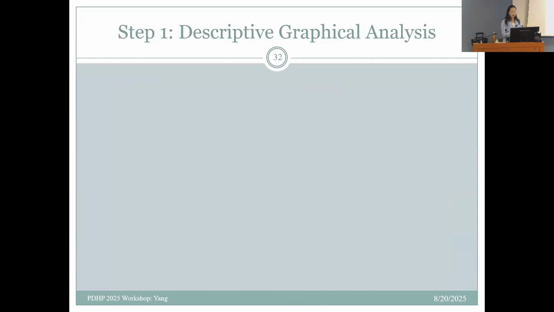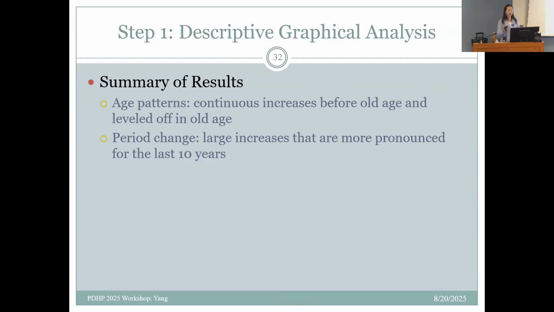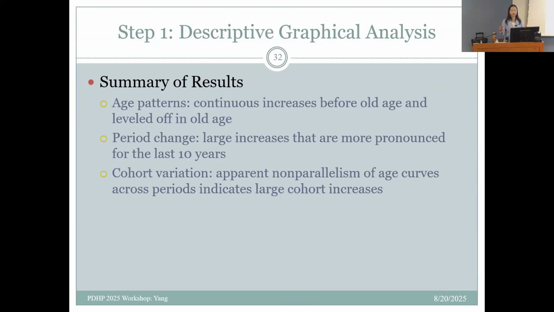And so using this as the first take of the analysis, you get some initial qualitative understanding. Age patterns show continuous increases before old age and level off in old age. Period changes show large increases, particularly in the most recent 10 years. And then there's also potentially cohort variation, where you can tell the existence, although not quantitatively, when you see the age-specific curves across time periods that are not parallel.